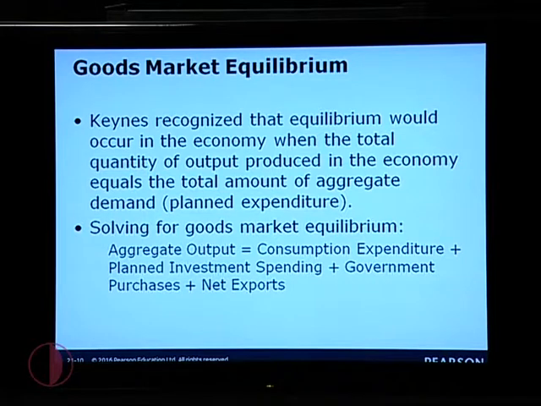Keynes recognized that equilibrium will occur in the economy when the total quantity of output produced in the economy equals the total amount of aggregate demand, that is planned expenditure, where Y equals AD, the total output produced, C plus I plus G plus NX. Solving for goods market equilibrium: aggregate output is equal to consumption expenditure plus planned investment spending plus government purchases plus net export.